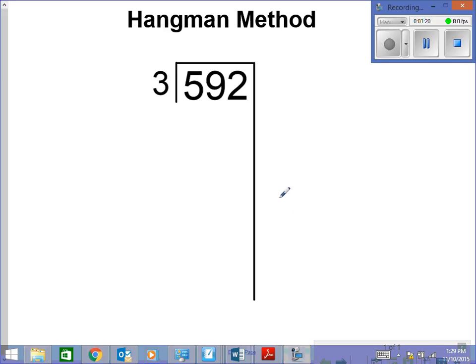So this is, again, different. So keep an open mind. And if you end up not liking this method, that's okay. But true mathematicians know how to use a variety of strategies, and this is one of them.